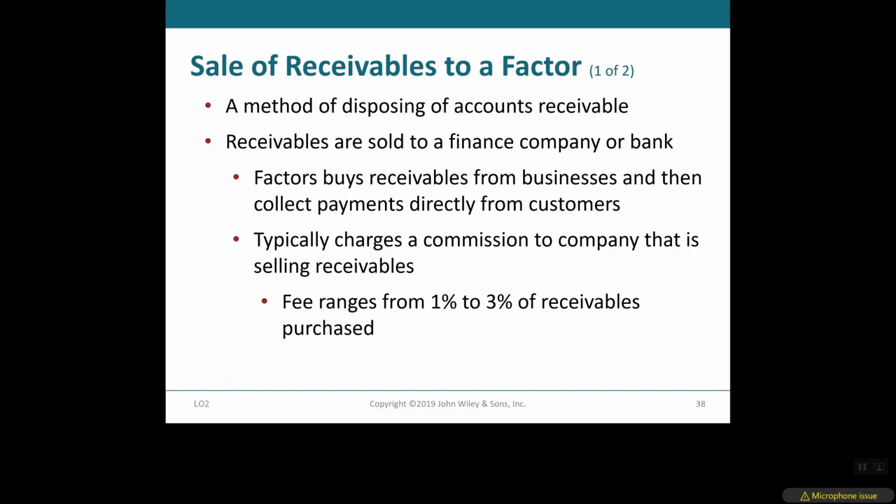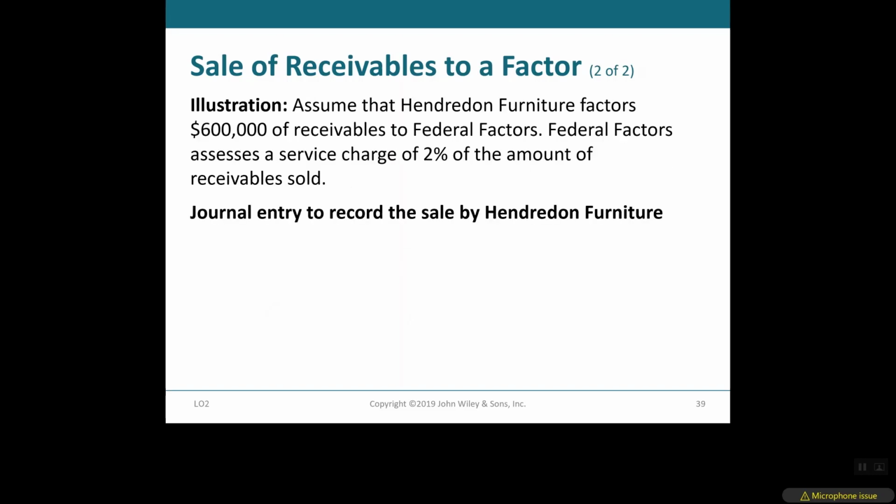All right, sales of receivables to a factor. A factor is a person who buys accounts receivable from a company for a fee, and then goes ahead to collect the receivables from the customers and makes his own money from there. So this is a method of disposing of accounts receivable: they are sold to a finance company or a bank, just in order for the company to get their money back quickly. And typically, this factor will take a commission, and the fees range between 1% to 3% of the receivables.